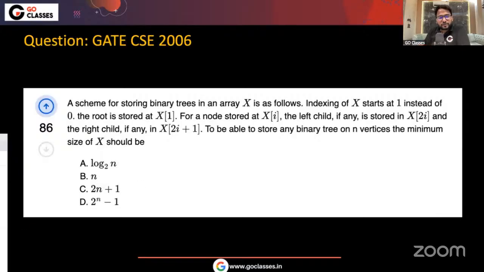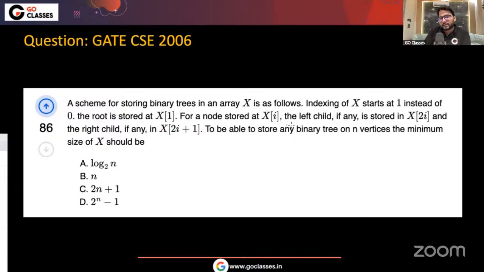Now let's see this question, what they are saying. A scheme is storing a binary tree in an array X as follows. Indexing of X starts at 1 instead of 0, which is fine. So they are saying that you have a binary tree and indexing is starting at 1, so root is stored at X[1]. Actually, it won't matter. You can start the indexing at 0 and later on you can just do +1 in your answer. Whatever answer you are getting, you can do +1. If you're comfortable with 0, then you can start with 0. Don't worry about the indexing at 1.